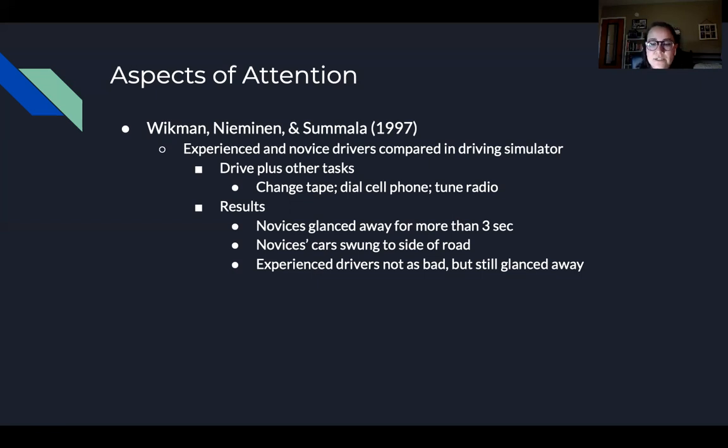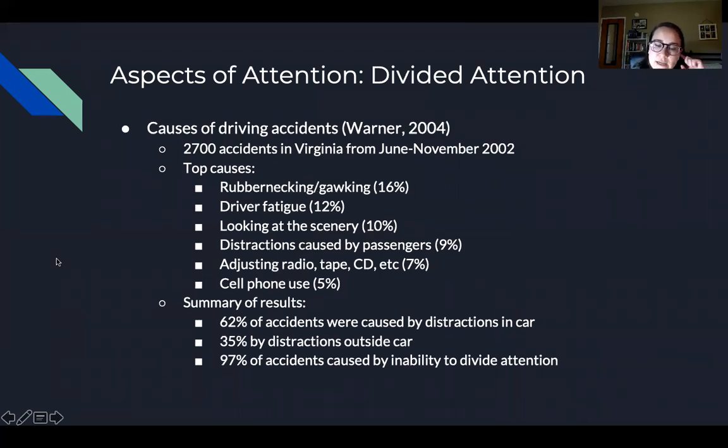And in addition, these novices often swung to the side of the road when they glanced away. So not only were they looking away from the road, but then they had difficulty keeping the car straight in the lane. Although the experienced drivers were a lot more efficient at looking away and a lot quicker, and they were still able to keep their cars from swinging out. They stayed in the lane better. They still obviously took time to complete these tasks and still glanced away from the road. And so most accidents then appear to have been caused by a failure to divide our attention successfully.